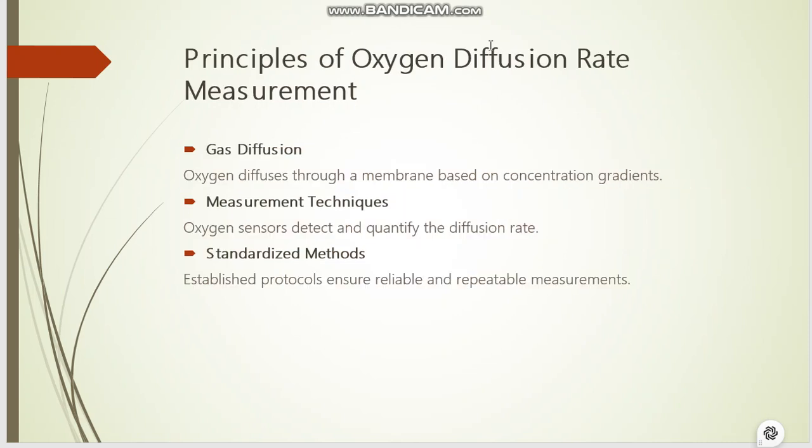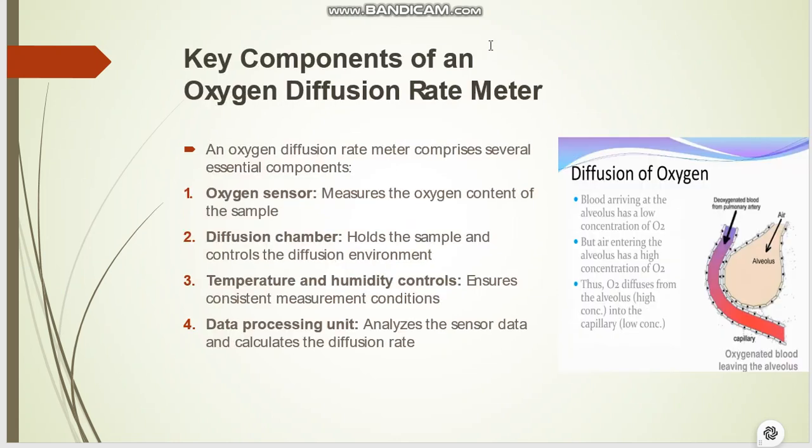Principles of oxygen diffusion rate measurement. Gas diffusion: oxygen diffuses through a membrane based on concentration gradients. Measurement techniques: oxygen sensors detect and quantify the diffusion rate. Standardized methods: established protocols ensure reliable and repeatable measurements.